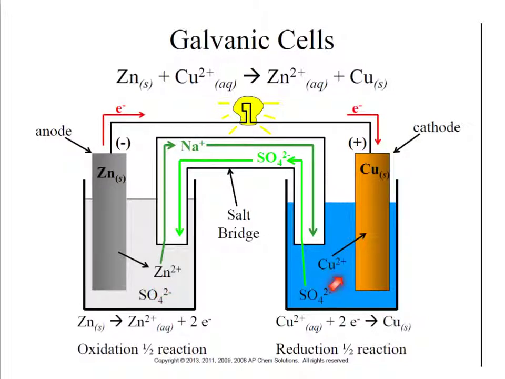So take a mental picture of this diagram. This is a galvanic cell. You will be asked to draw these and label the different parts. So let's go over them again once real quick. The oxidation occurs at the anode. The reduction occurs at the cathode.